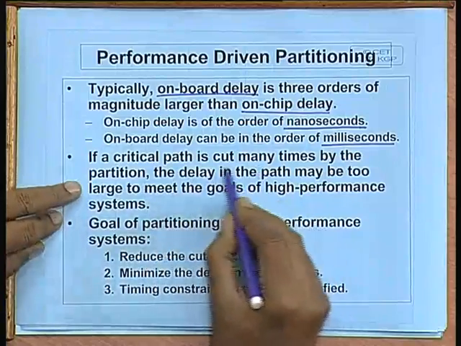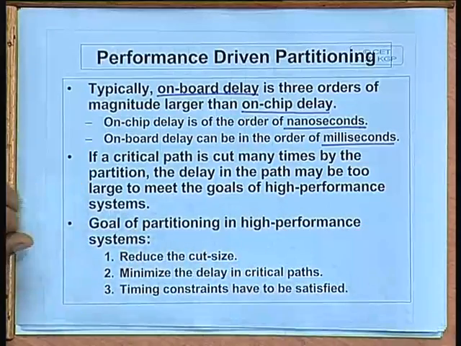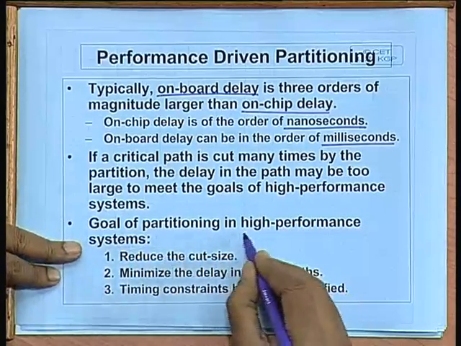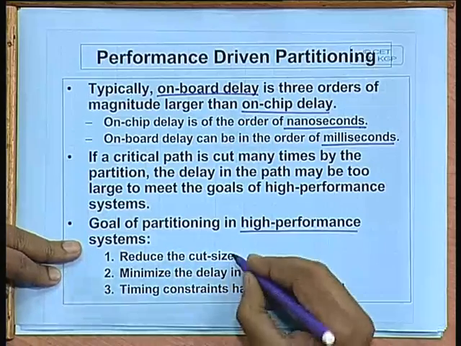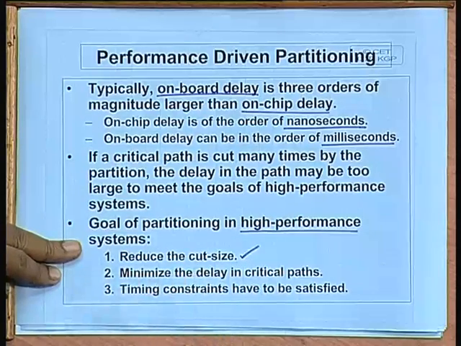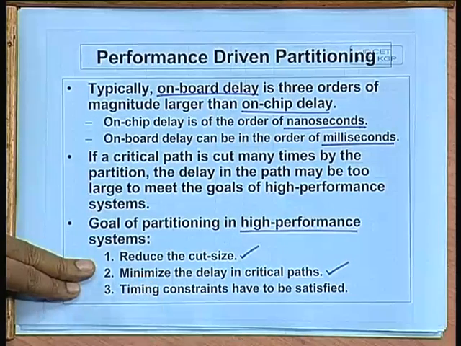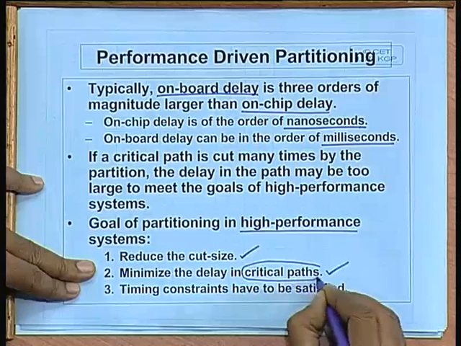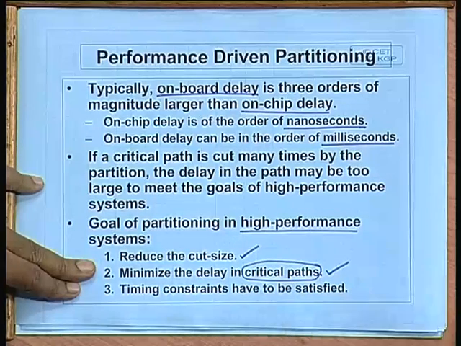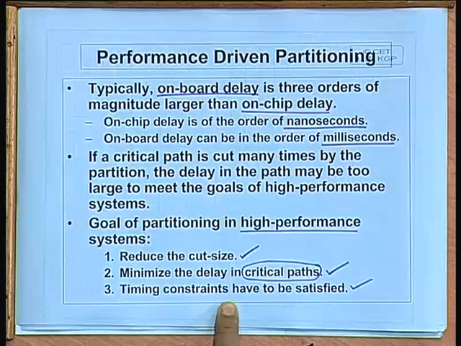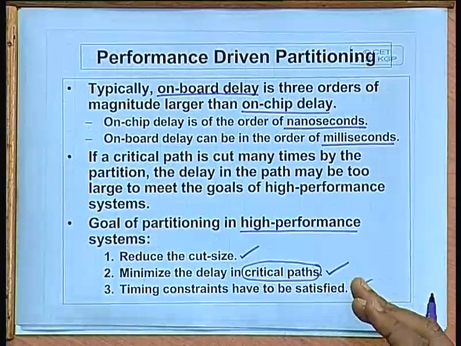So, if a critical path is cut many times, the delay in the path may be too large. So, in case of a high performance system, when you do a partitioning, of course, the goal is to reduce the cut size, but also we have to reduce the delay in the critical paths. Now, here the problem is that the definition of the critical path is changing dynamically, as I have just mentioned. Initially a path was not the critical path, but after partitioning it is crossing a high cost boundary, so it becomes a critical path. And some timing constraints, this kind of user level specifications, they have to be satisfied.